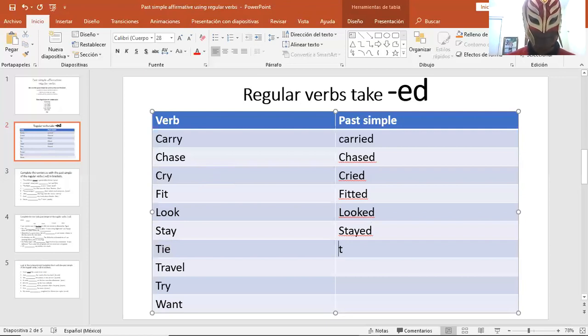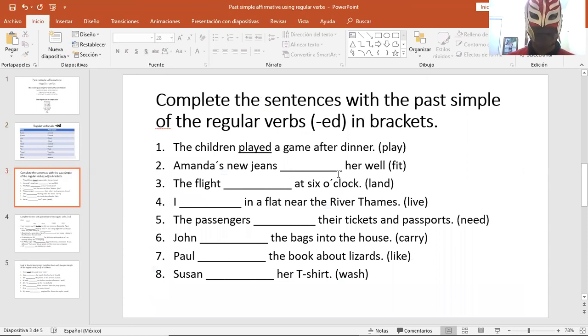The next verb is tie. In past simple, tied. The next verb is travel. In past simple, is traveled. The next verb is try. In past simple, is tried. And the last one, want. In past simple, wanted. Remember, it is very important to take the verb into past simple, okay? Now we're going to continue with the next page.